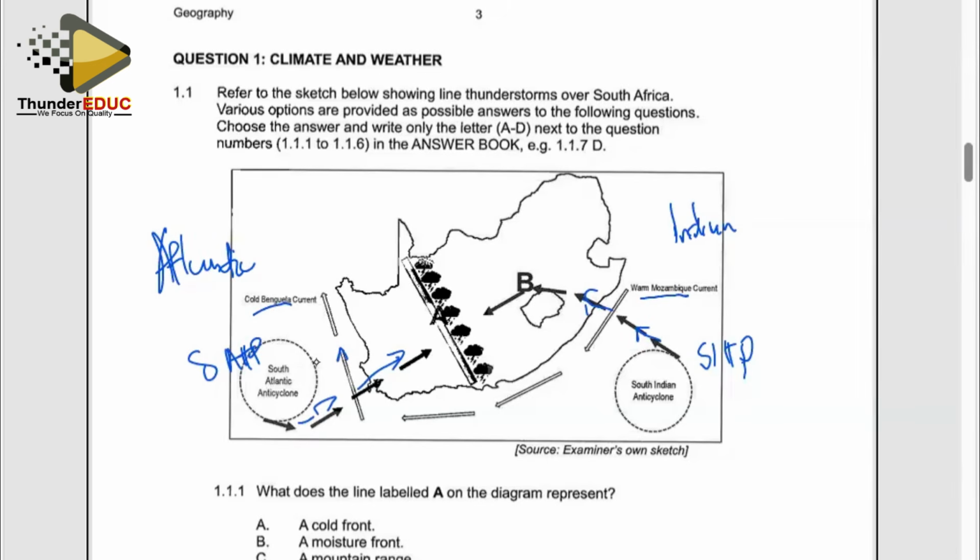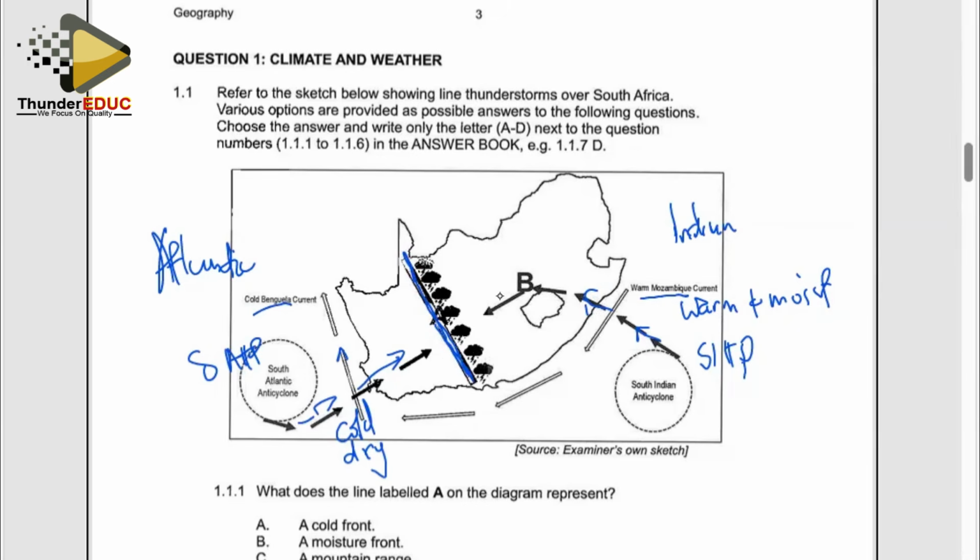So it means if these two anticyclones are feeding air into the interior, this one is going to feed cold and dry air from this side, and this one is going to feed warm and moist air. And for the same reason, these two air masses are going to meet somewhere along this line here. The cold and dry air, which is being fed from the west, is meeting with the warm and moist air coming from the east. What is going to happen when these two air masses meet? There is going to be a front which is going to form here. There's going to be a boundary which is going to form.